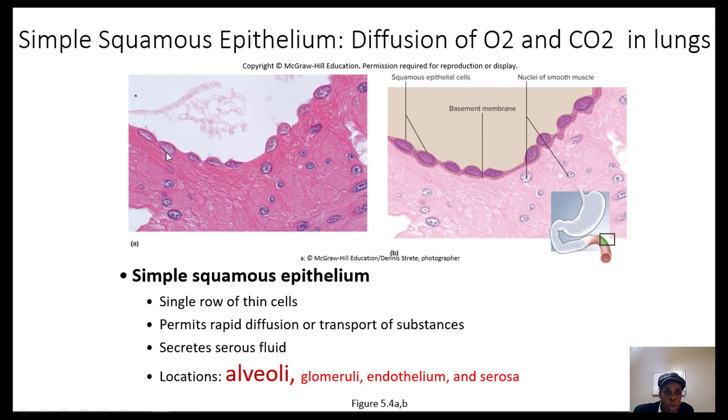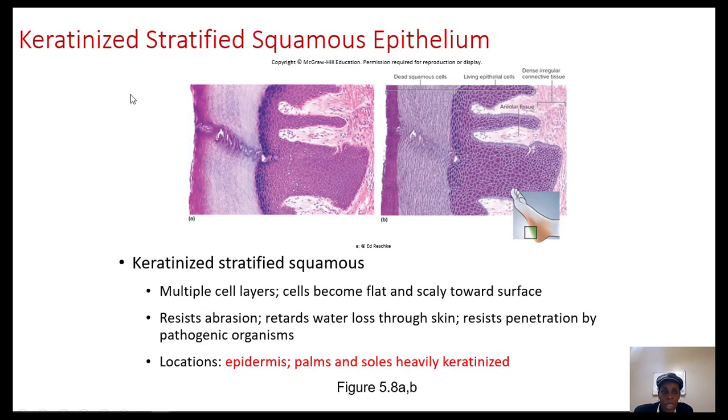The simple squamous epithelium. Now it's simple because it's just one layer. Squamous because it's flat. Epithelium because epi means top. Thelium means layer. It's the top layer. It's so thin that it can allow diffusion of oxygen and CO2 in the lungs, for example. That's why the alveoli of lung have simple squamous epithelium. You also find them in glomeruli, endothelium, the inside lining of the body, and the serosa, the lining of the internal organs.